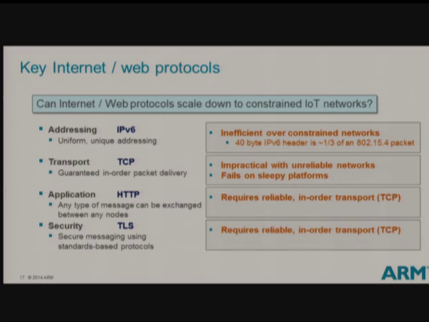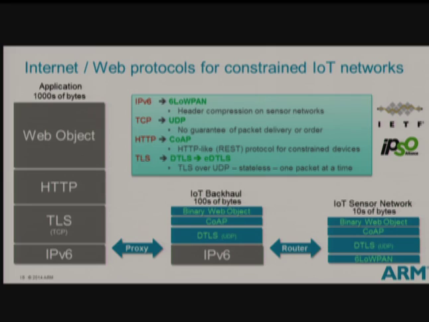And then TLS secures it. It's what we use for securing our banking transactions every day, of course. We use it on the internet all day, every day, but it requires a reliable in-order packet transport, which we don't have with these constrained devices. So what's to be done?